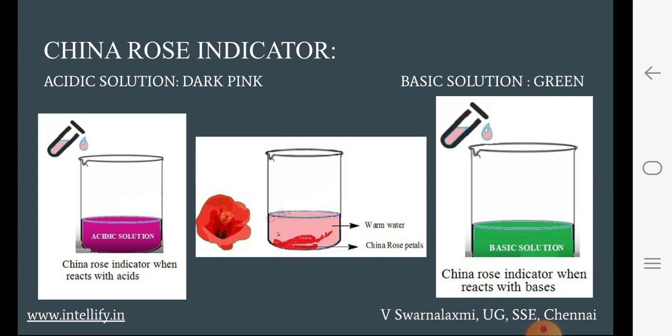So we have got hashtag second one out. The first one was litmus paper. Second one is turmeric. Third one, China rose indicator. China rose means गुड़हल का फूल. दिखने में बहुत खूबसूरत होता है. वो एक इंडिकेटर है असल में. इंडिकेटर कैसे?